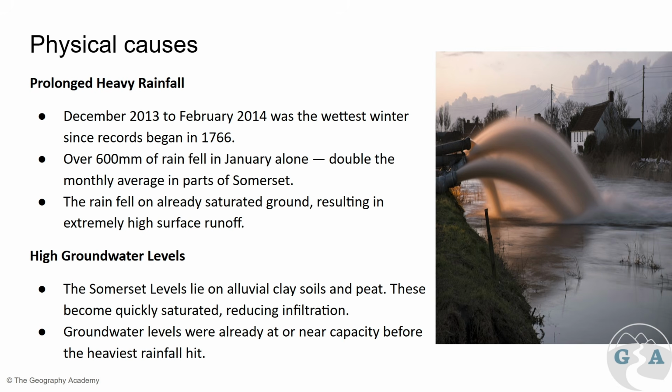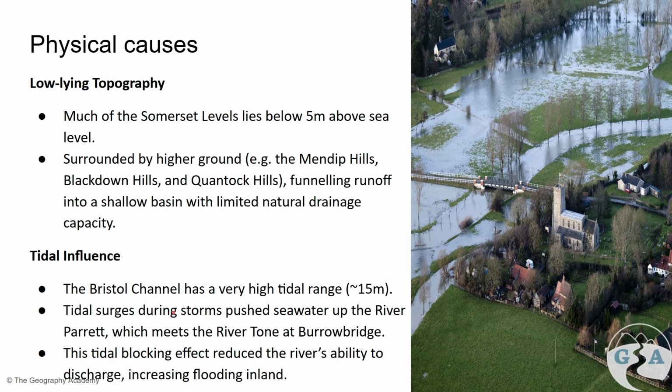And because the plants aren't using the water as much during the winter, we find that it's not taking water from the soil. The soil also might be a bit more frozen at times too. So we see that it's lying on alluvial clay soils and peat, so these can become saturated quickly, reducing infiltration. Groundwater levels are already close to capacity.